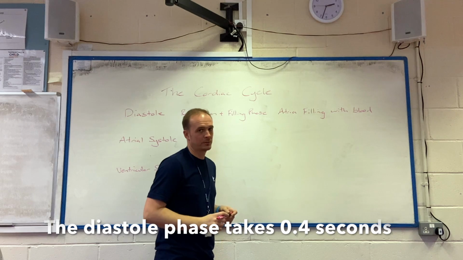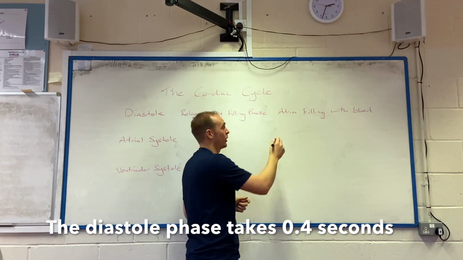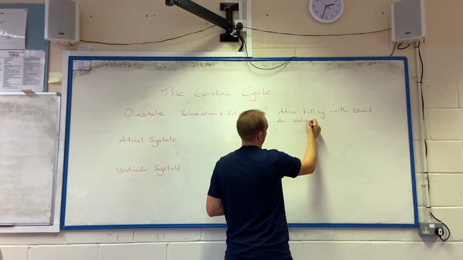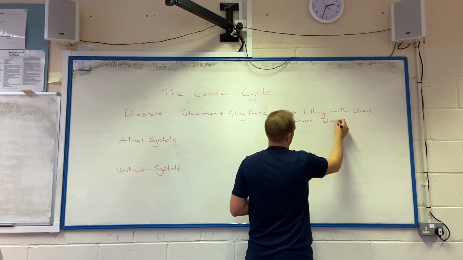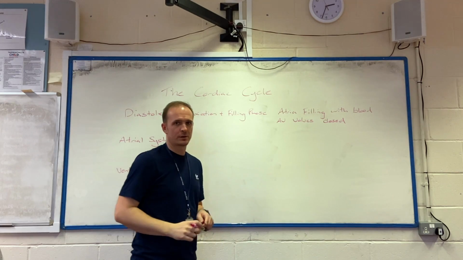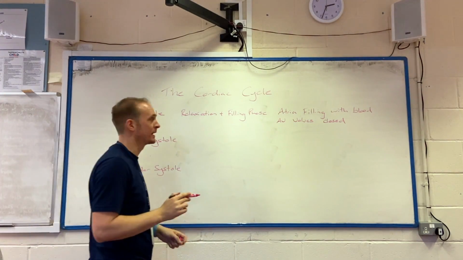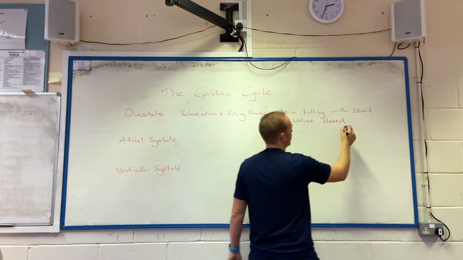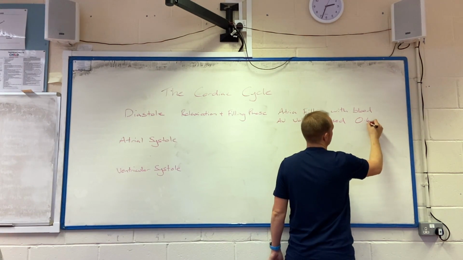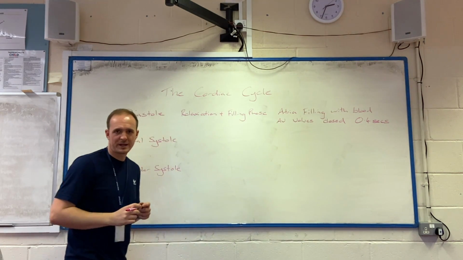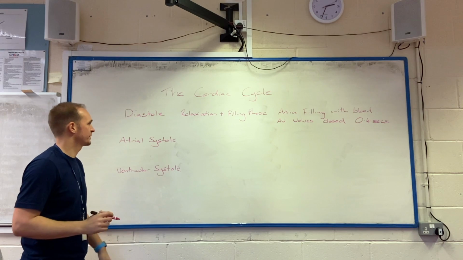Okay, so it's the relaxation and filling phase, atria filling with blood, and we need to remember that those AV valves are closed. We also need to know the timing. The relaxation and filling phase takes 0.4 of a second. Okay. We then have atrial systole.